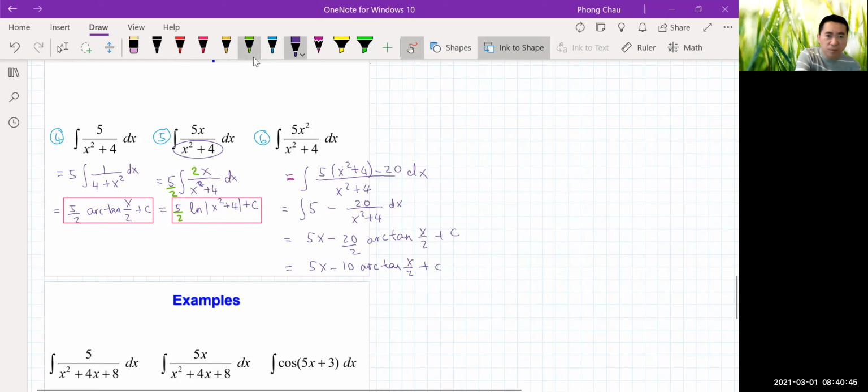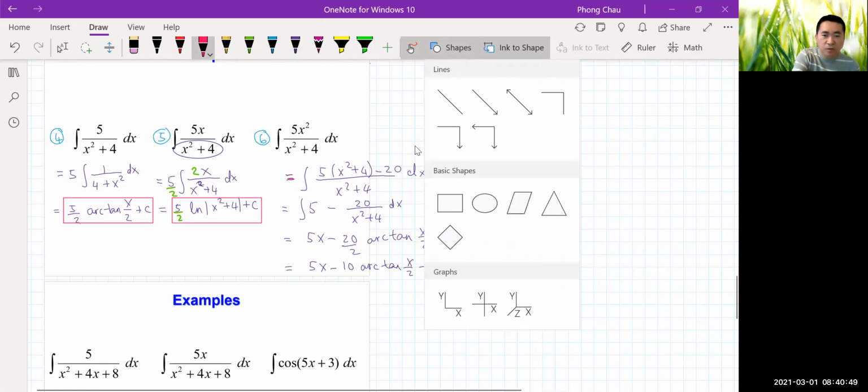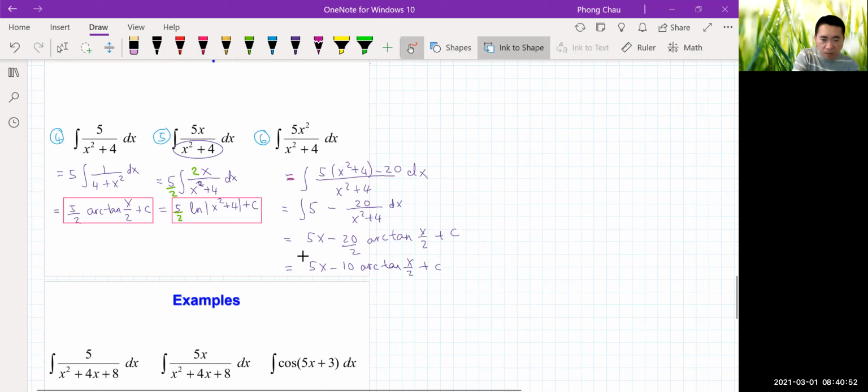Don't worry about this problem if you don't know why I'm doing that trick at the beginning of the problem. We'll go over that in detail in, I think, 8.4, I believe. Okay, so that finished this set for 5 and 6.